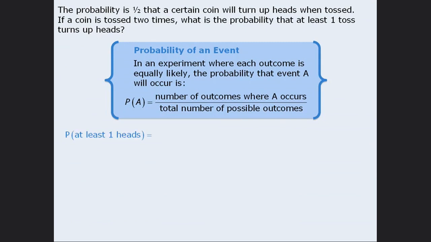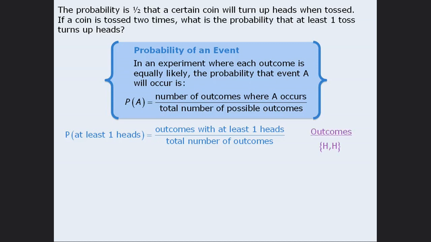We want to find the probability that at least one toss is heads. So we need to find the total number of outcomes as well as the number of outcomes with at least one heads. To determine the number of outcomes, we can either list all of them or we can use some counting techniques. In this case, it's easiest to just list the outcomes since there are only 4 of them. There's heads on the first toss and heads on the second toss, heads on the first toss and tails on the second, tails then heads, and tails then tails.